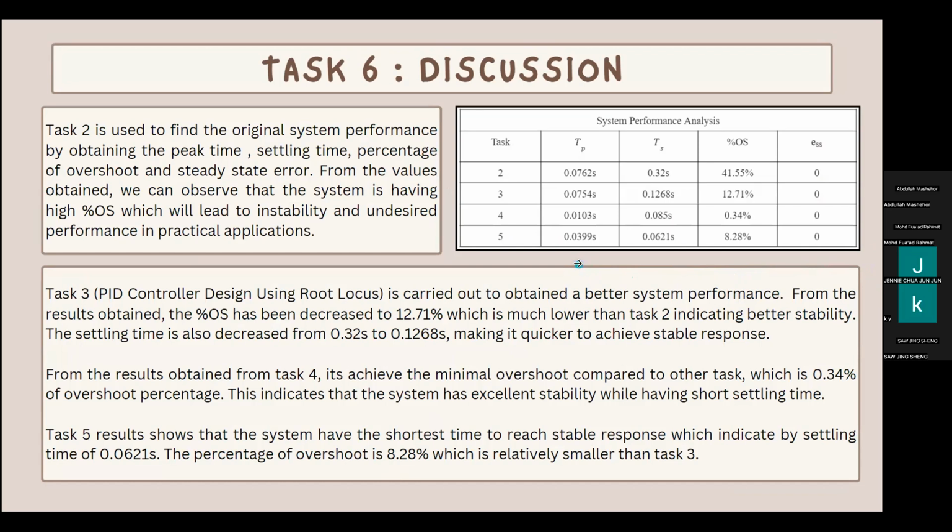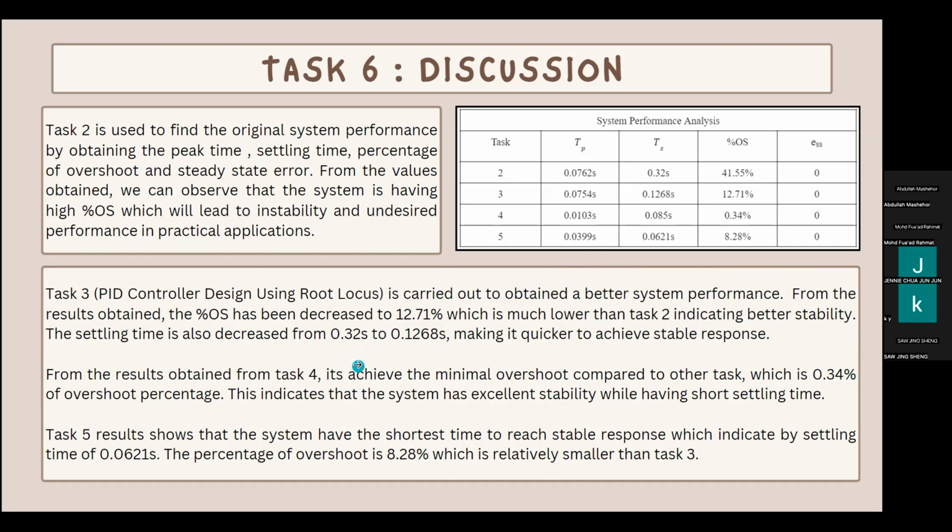And in task 3, we obtain the overshoot percentage has been reduced to 12.71, but it doesn't meet the design specification, which is less than 10%, but it's much lower than task 2, indicating a better stability. And also the settling time decreased and meets our design specification of below 0.16 seconds.